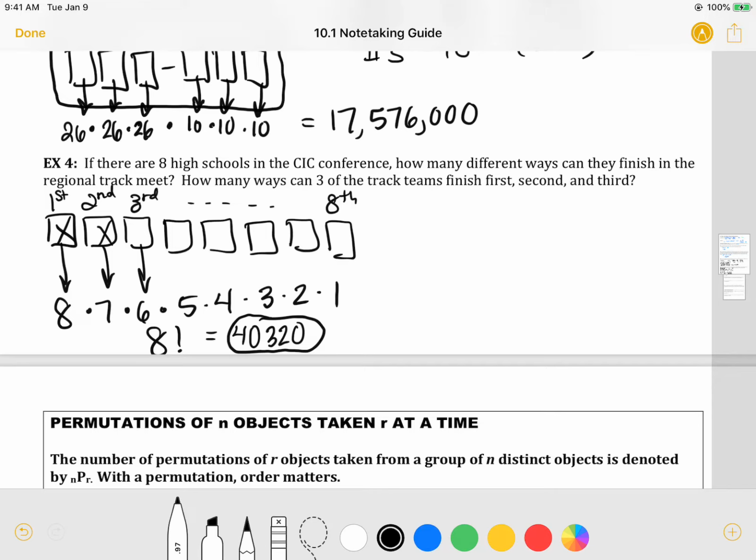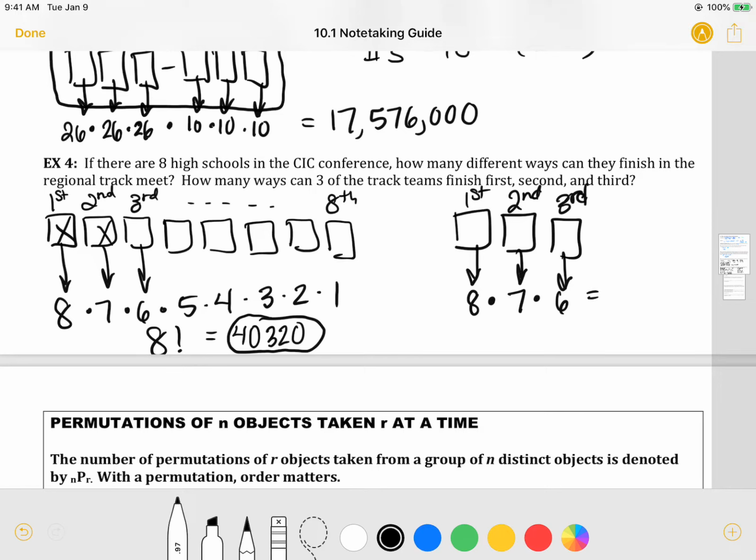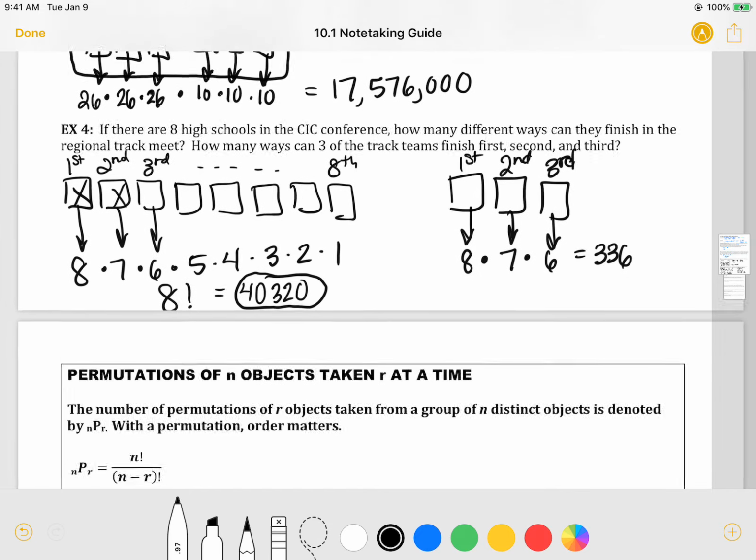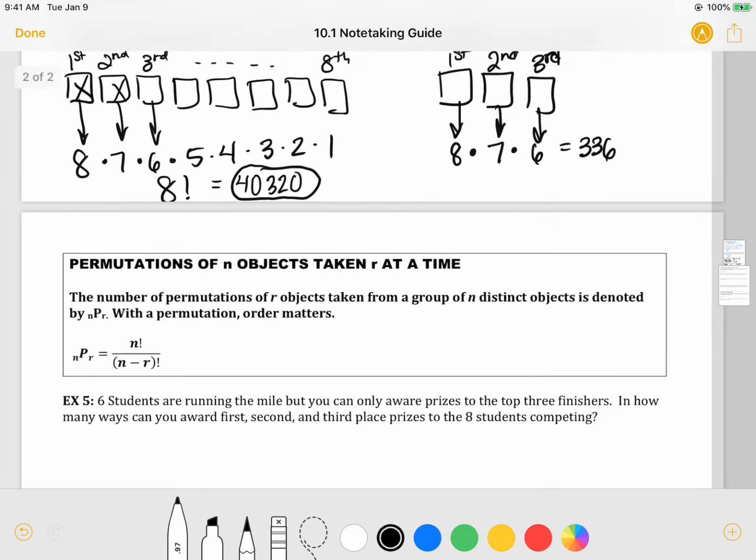Now if we consider, what are the different ways we can just assign first, second, and third place? If we just look at first, second, and third place, does that change our answer? There's 8 possibilities for first place, 7 possibilities for second place, and then 6 possibilities for third place. So what we get here is 336. What we're going to look at next is a quick way to do this same problem using what we talked about earlier, a permutation.